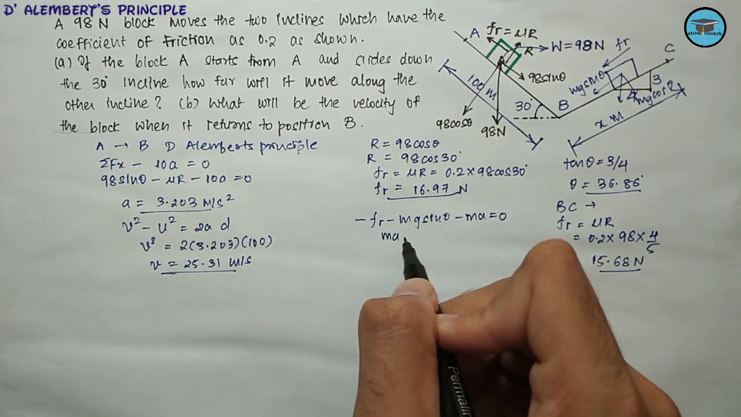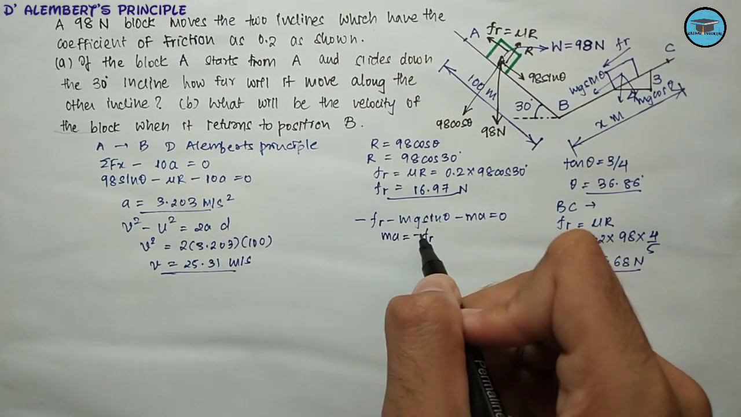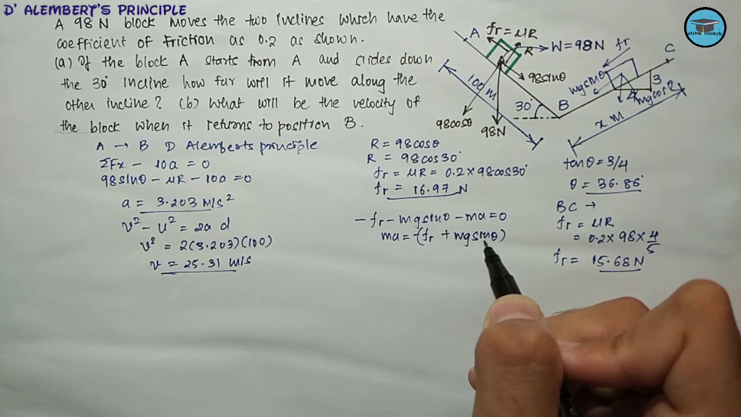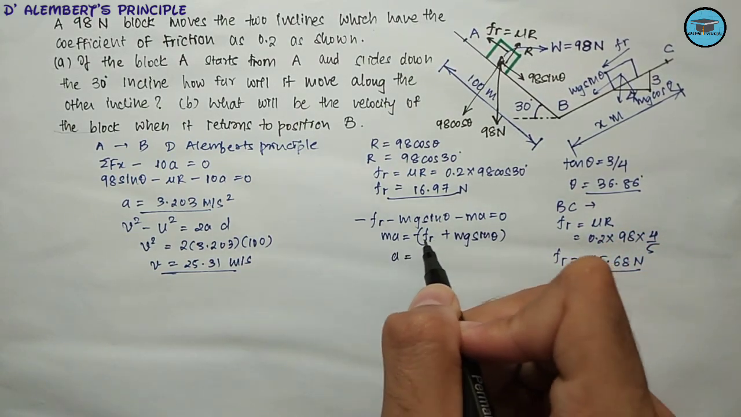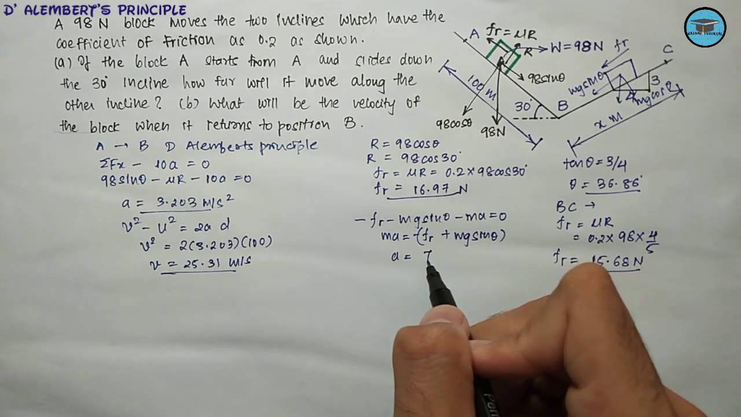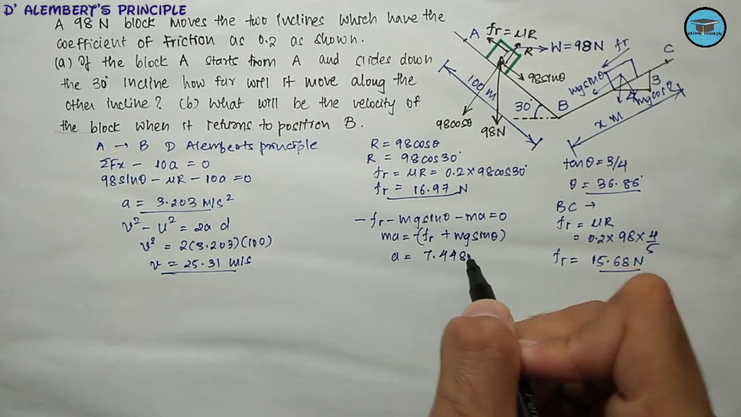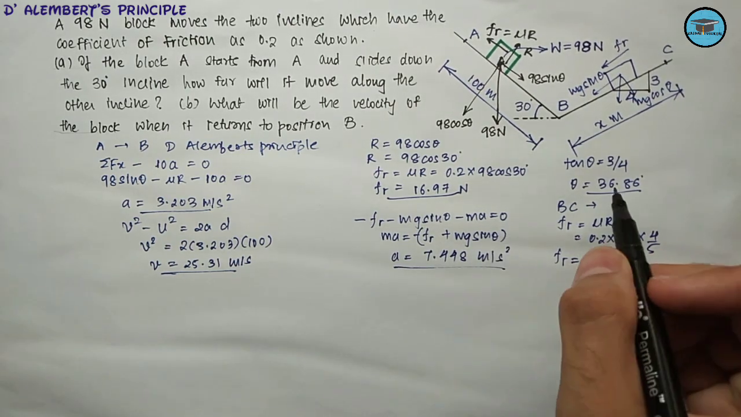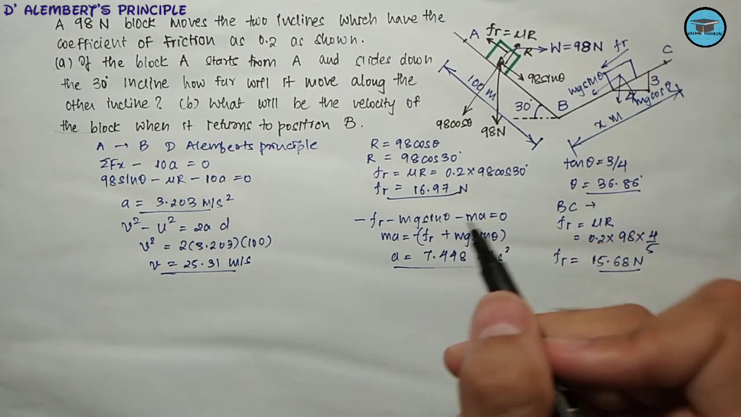So the value of ma comes out to be minus Fr plus mg into sin of theta. Placing these values, the value of acceleration comes out to be 7.448 meter per second square, and the value of theta is 36.86 degrees. Okay, this is negative.